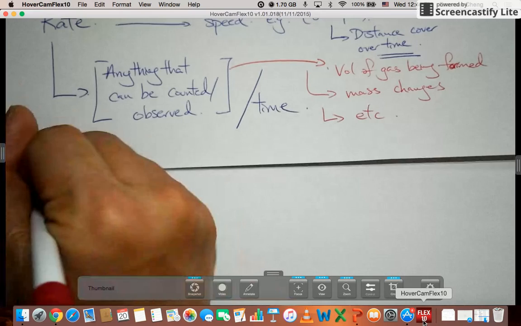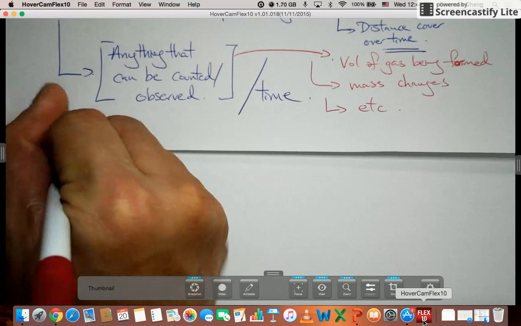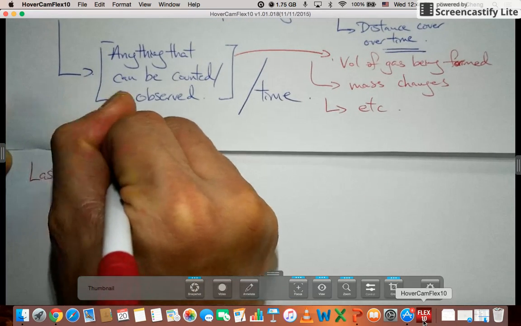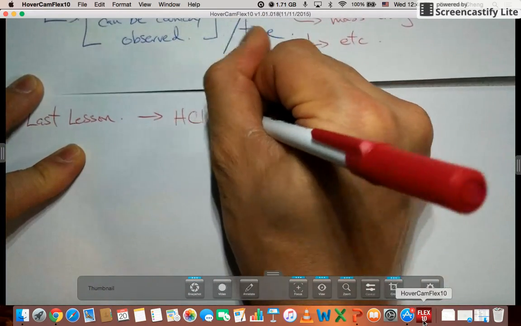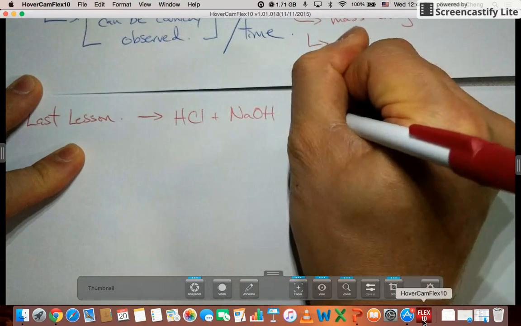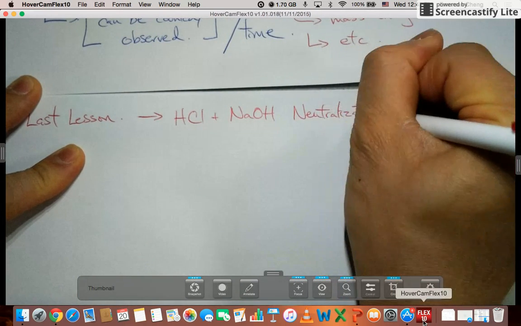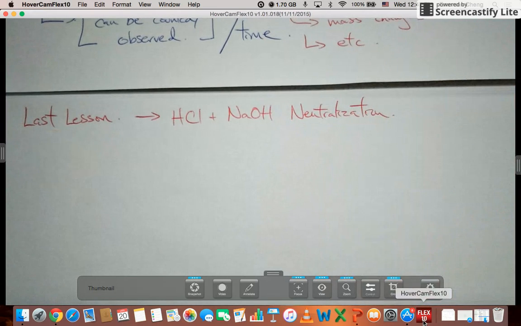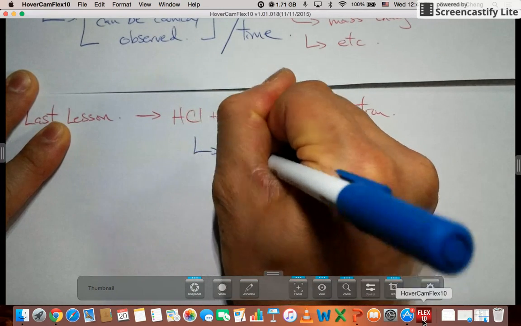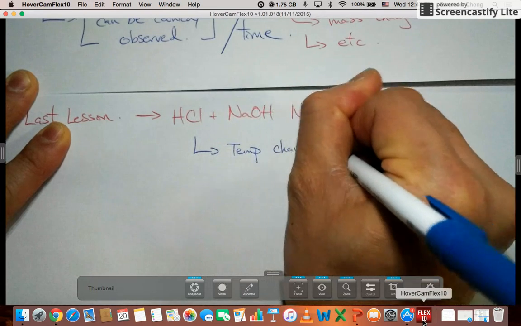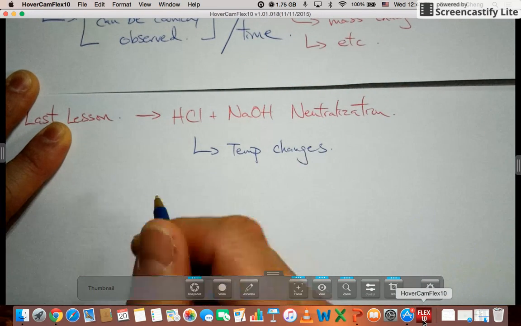Now, last lesson, when you guys did the HCl and NaOH neutralization, you did this experiment. What were you guys measuring, really? What was the main thing you were supposed to be measuring? The temperature. The thing you were measuring was the temperature changes, right? That's what you guys were measuring.